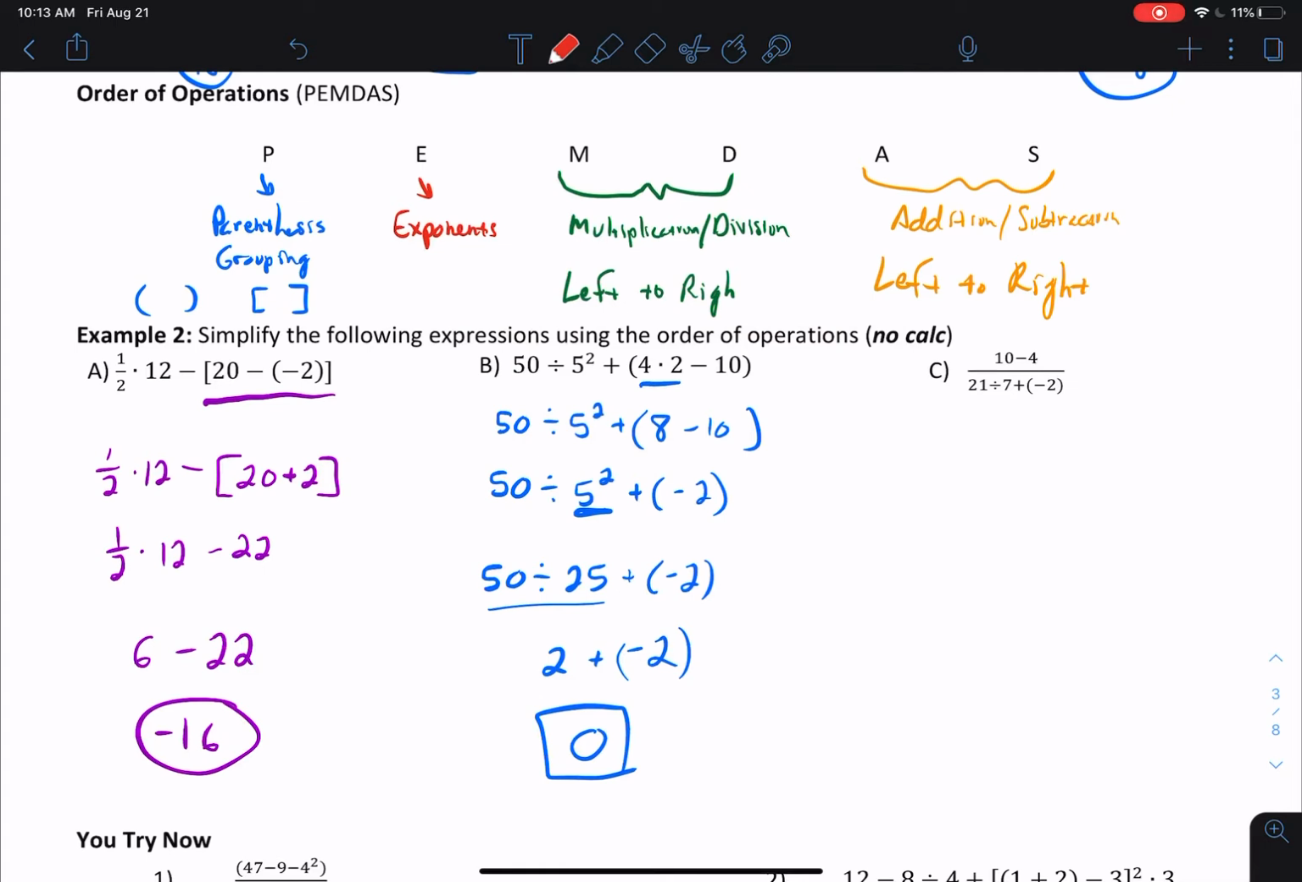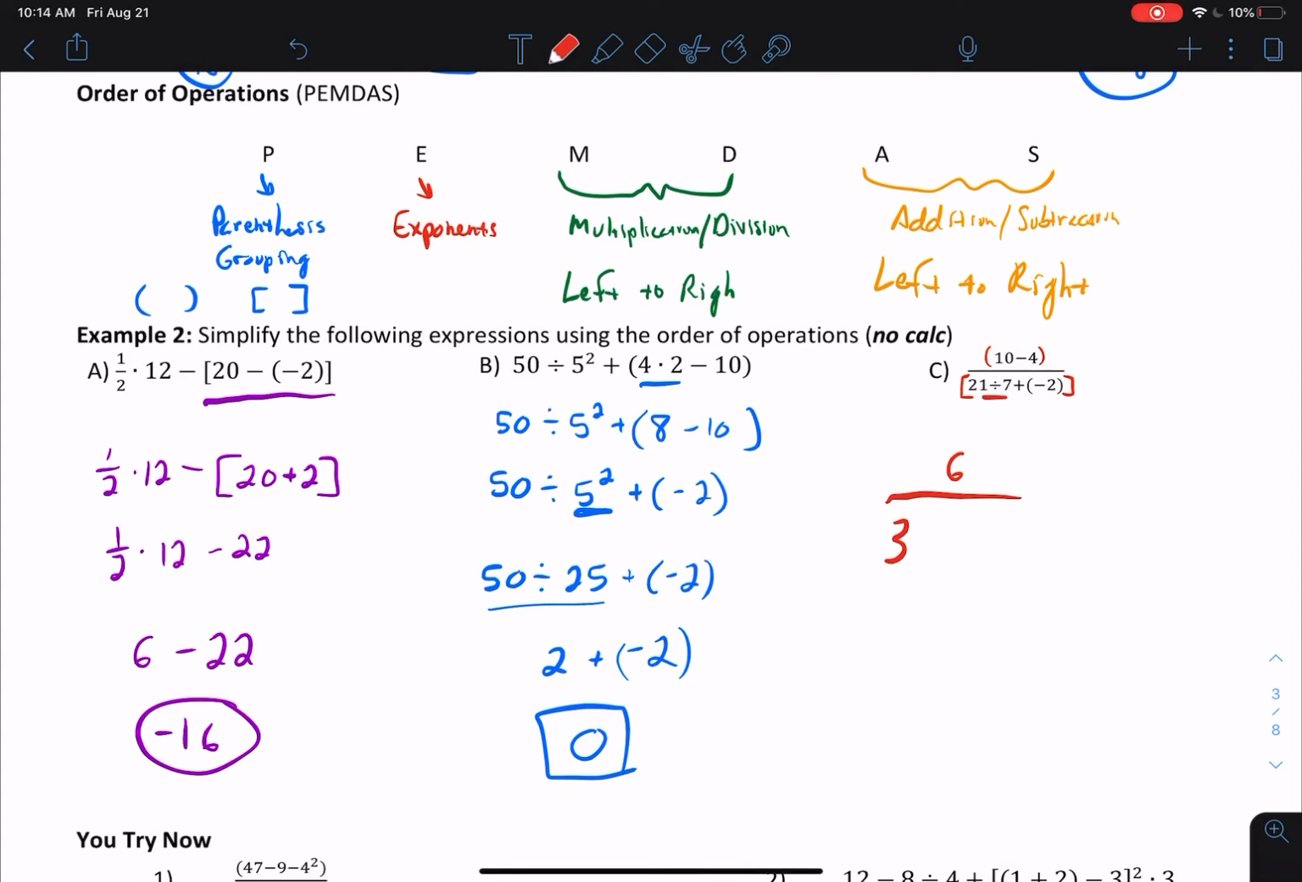We see here we've got a numerator and a denominator. So if you see that you have a numerator and a denominator, I want you to treat the top like its own group and the bottom like its own group. Okay, so the top, the numerator, 10 minus 4, we can simplify that to 6. In the denominator, there are no parentheses. The parentheses around negative 2, I can't do anything with that right now. There are no exponents. I see division right here. Okay, so 21 divided by 7, that gives me 3.